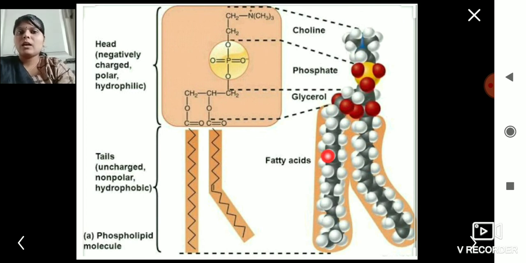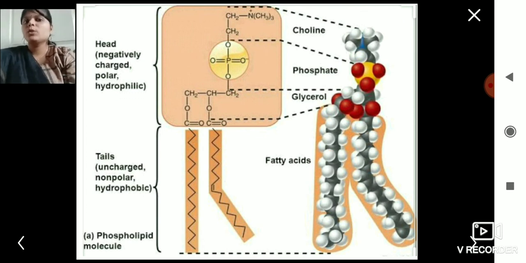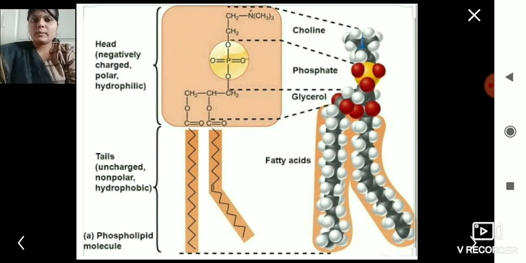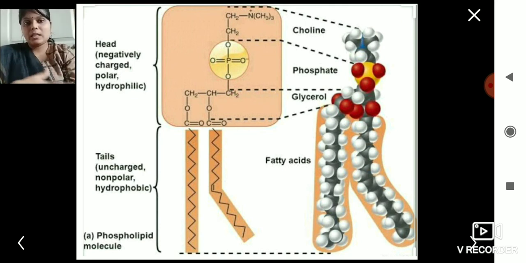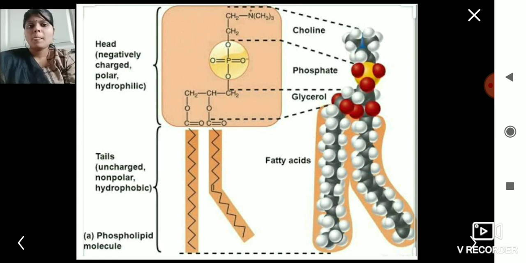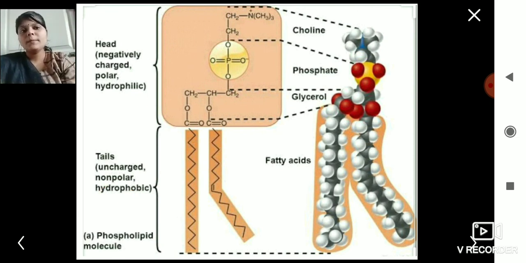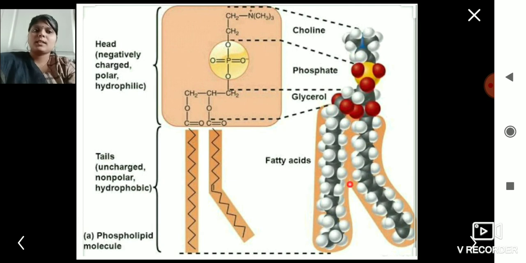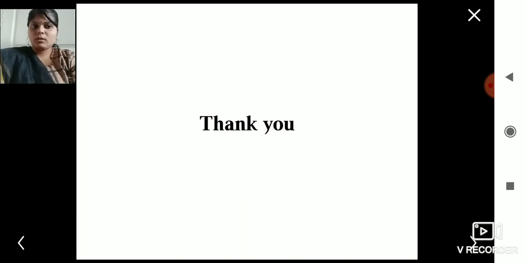Fatty acids are hydrophobic in nature, which do not allow any water molecules to attach or interact with them. They are water-hating, or water-fearing, substances. So the tail is uncharged, nonpolar and hydrophobic in nature. The head is negatively charged, polar and hydrophilic in nature. These are the phospholipid molecules inside them. This is how the ultrastructure of the lipid layer looks.